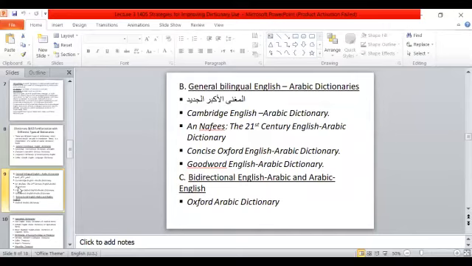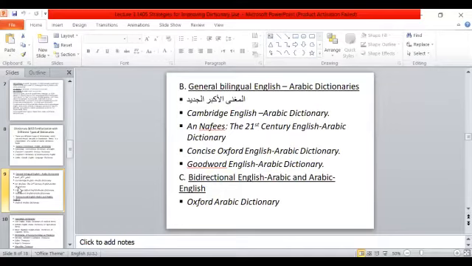The second type would be general bilingual English-Arabic dictionaries. The most important is Al-Mughni Al-Akbar Al-Jadid. Then we have Cambridge English-Arabic dictionaries and Nafis, which is really the dictionary I depend on. It's the 21st century English-Arabic dictionary. Concise Oxford English-Arabic Dictionary, Good Word English-Arabic Dictionary. It is recommended that you either buy a Nafis from the Anglo-Egyptian bookshop or Al-Mughni Al-Akbar.